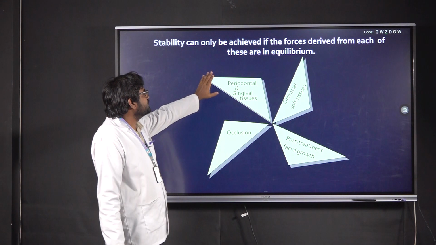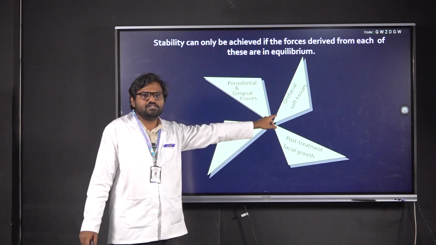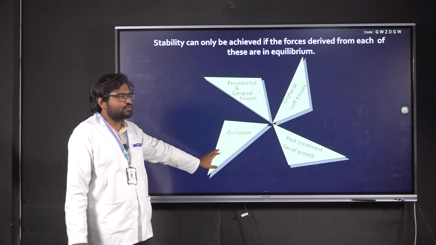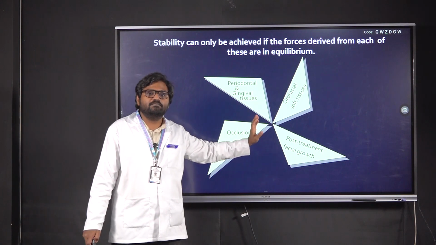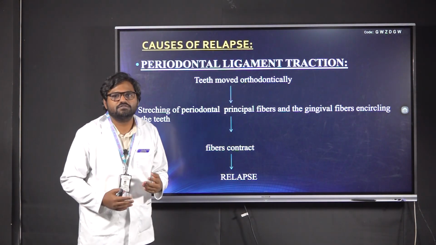That is, there should be a proper rearrangement of the periodontal and gingival tissues. There should be equilibrium with the oral soft tissues, the orofacial soft tissues. It should be in equilibrium with occlusion, and also in equilibrium with the post-treatment facial growth. So what are the basic causes of relapse?